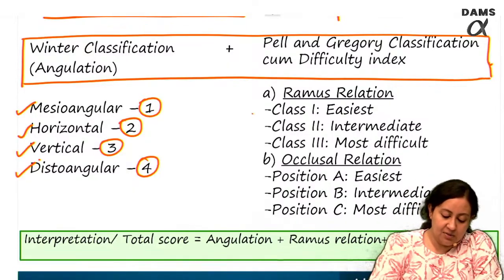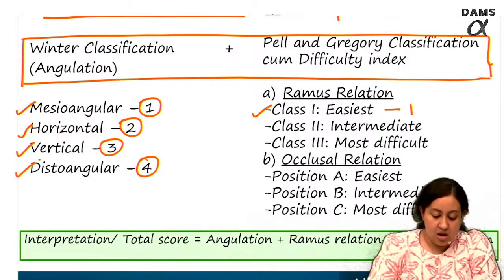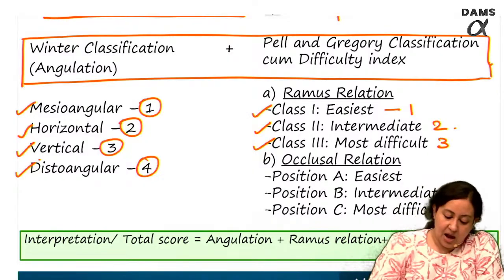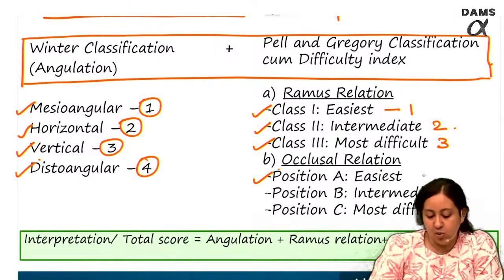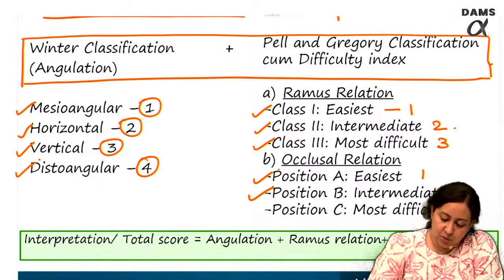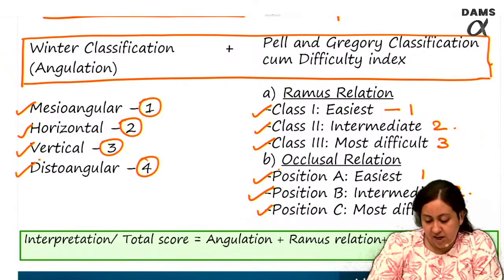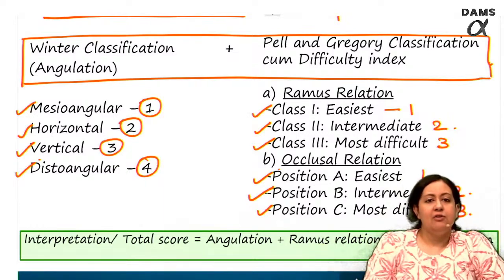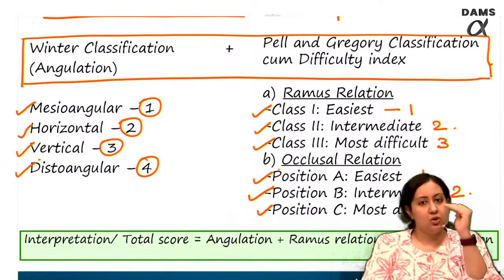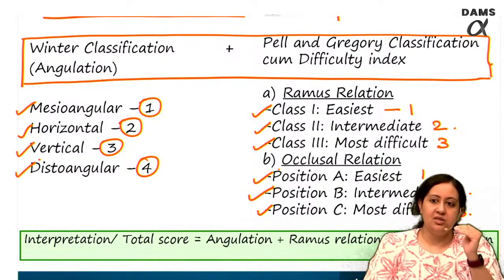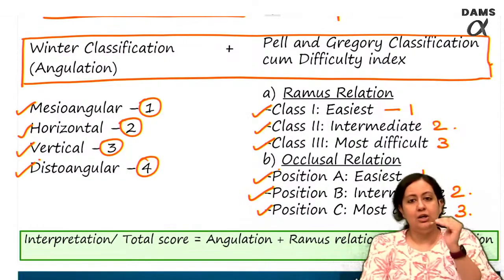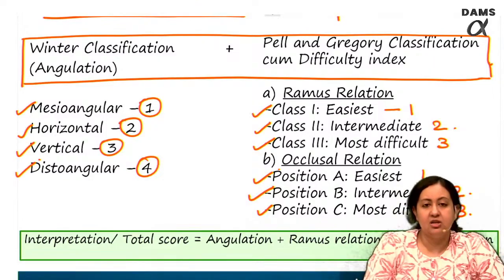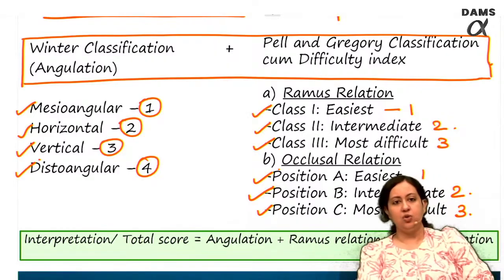Similarly he allotted scores to the Pell and Gregory classification. For ramus relation, class 1 he gave a score of 1, class 2 a score of 2, and class 3 a score of 3. Similarly for occlusal relation he gave a score of 1 to position A, 2 to position B, and 3 to position C. Now I'll give you a very simple tip on how to remember. Class 1, 2, 3, so their score is also 1, 2, 3, and A, B, C are the first 3 letters of the alphabet, so 1, 2 and 3. This way you won't forget. You'll just have to remember the scores for mesioangular, horizontal, vertical and distoangular.